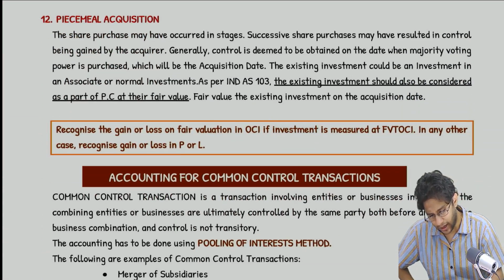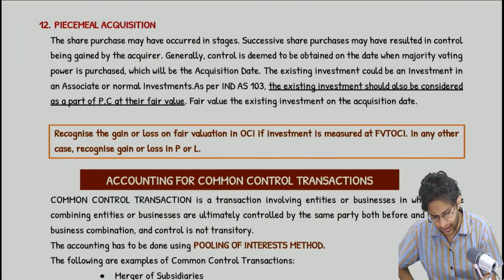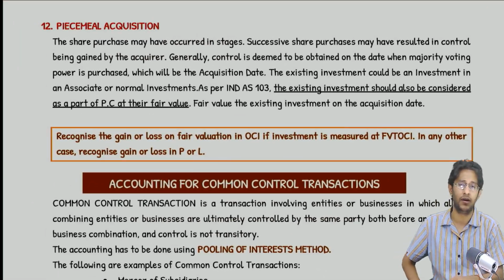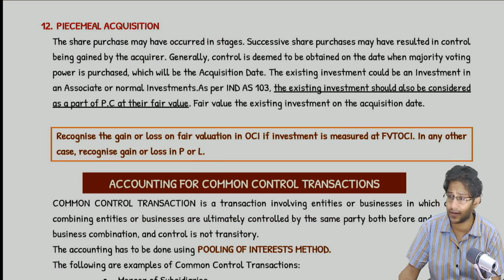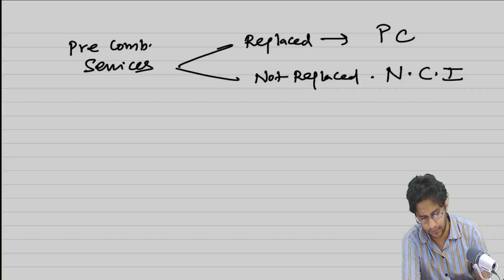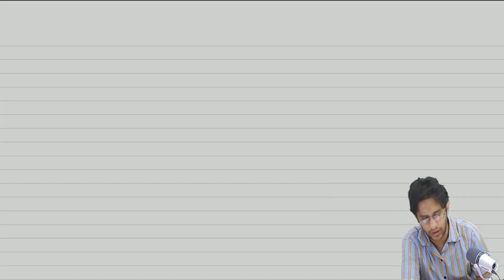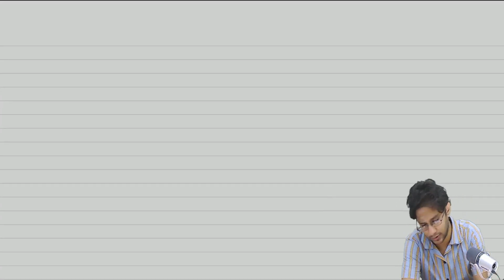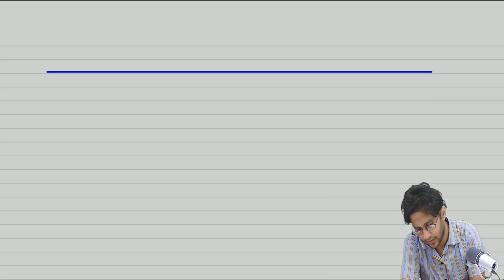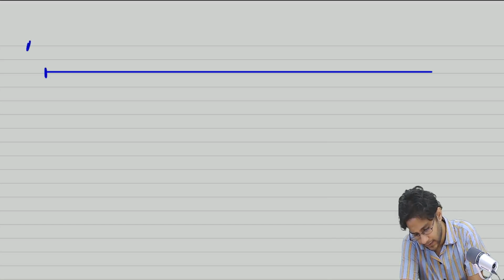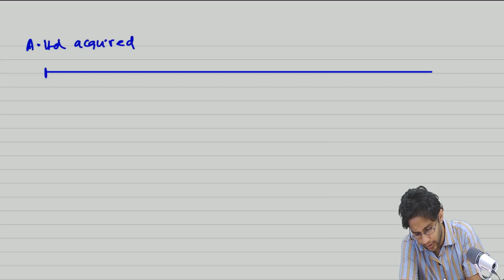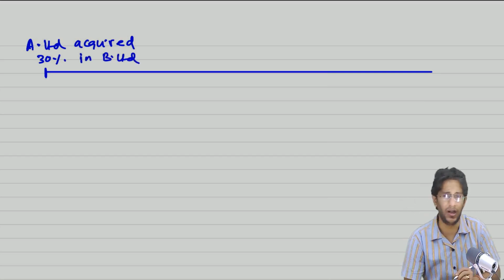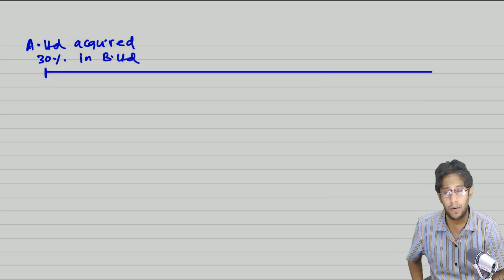Then we have piecemeal acquisition. This piecemeal acquisition is nothing but part acquisition, sir. In substance, I have already discussed it with you, but I'll just quickly go through this example once again. One small example I will take later on in the questions also. One model is there. Sir, A Limited acquired 30% in B Limited. 30%, so usually significant influence will be there, but control will not come.